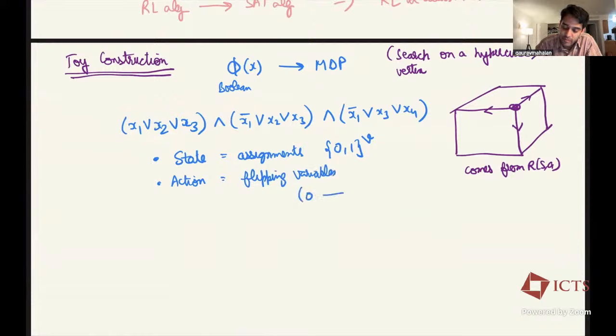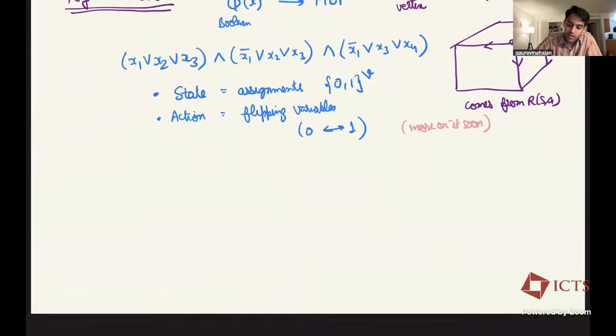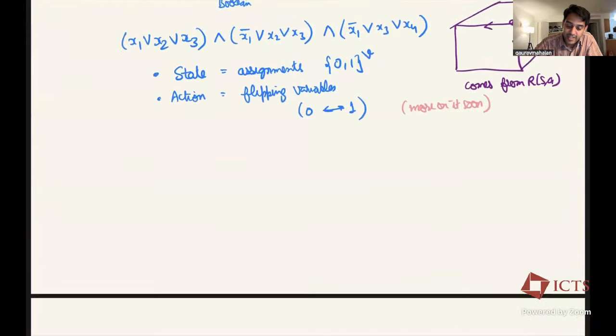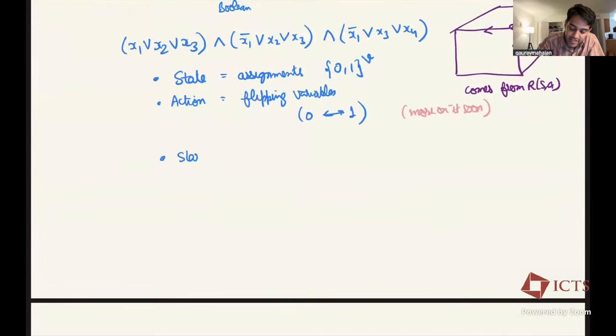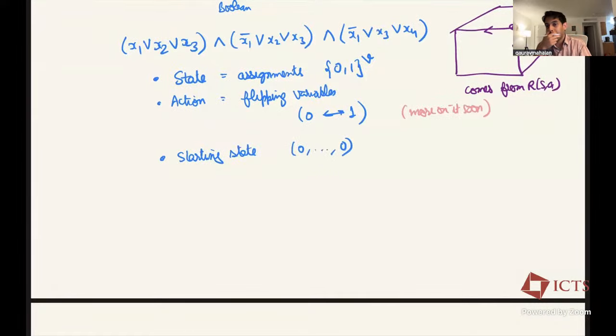You'll have maybe some variable in 0, you're gonna turn into 1, or 1, you're gonna turn into 0. So I'm gonna go more about what action is, more on it soon. But this is basically what's gonna happen. Okay, I need also a starting state, right? So the initial state is going to be all 0, just to make things simple.